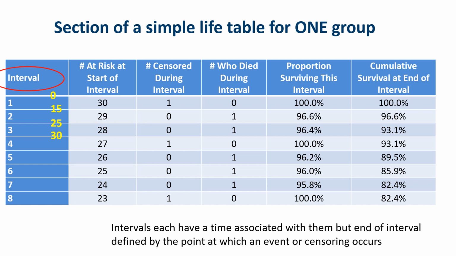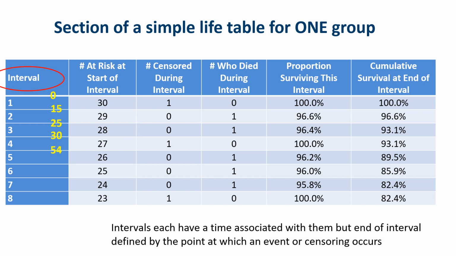Now the cumulative survival is going to be 96.4% of the number who were present at the end of the last interval, which was 96.6%. So 96.4% of the 96.6% gives you 93.1%. So that's the cumulative survival. Right, we go down to the next interval now.